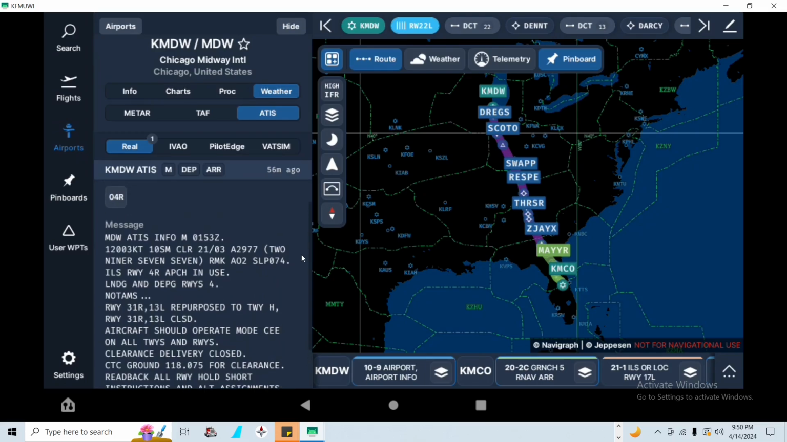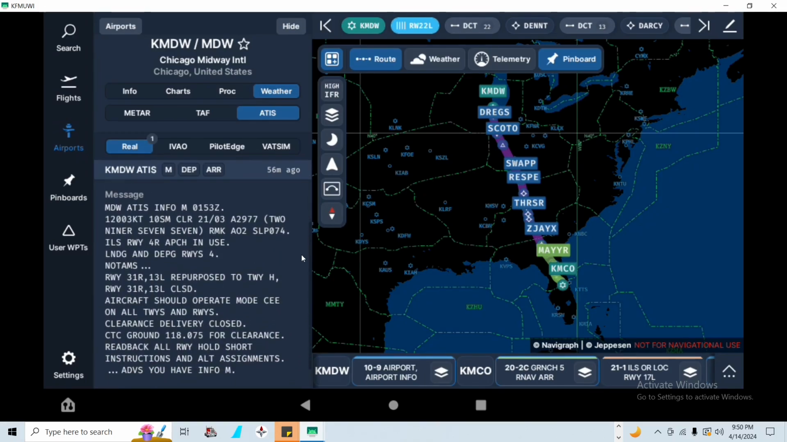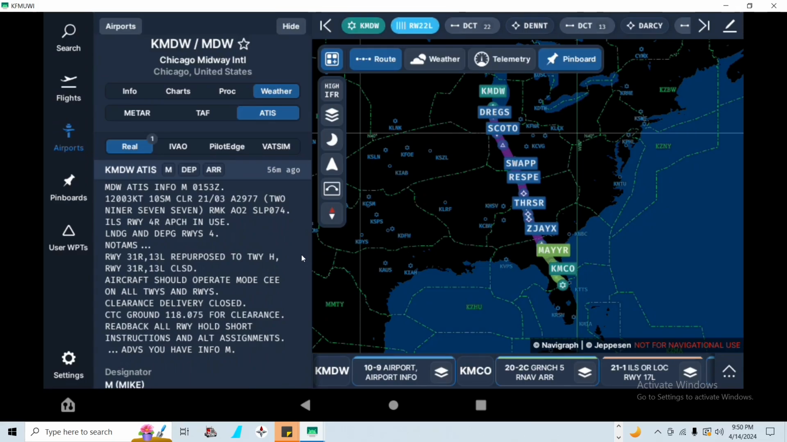So if we go here into the message, what you would see there first is going to be MDW ATIS info M 0153Z. So what that simply means is MDW is going to stand for the airport Midway, and then you have the ATIS. And before we go any farther, what ATIS stands for is the Automated Terminal Information Service of the airport that you're looking at.